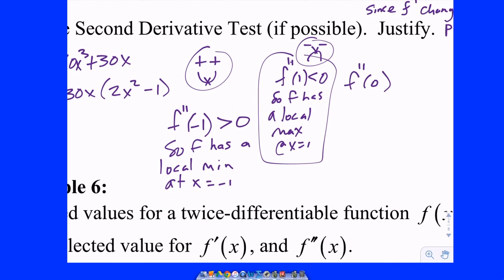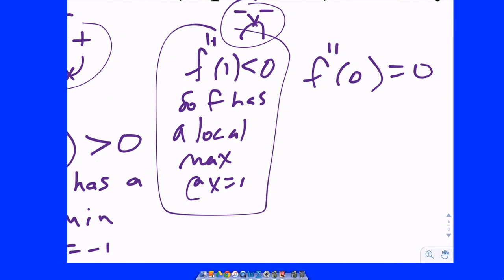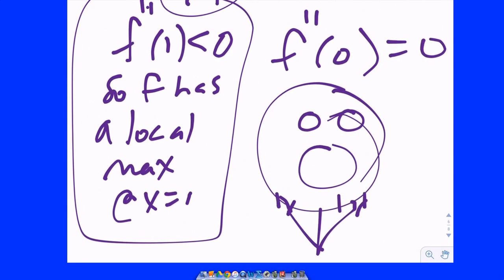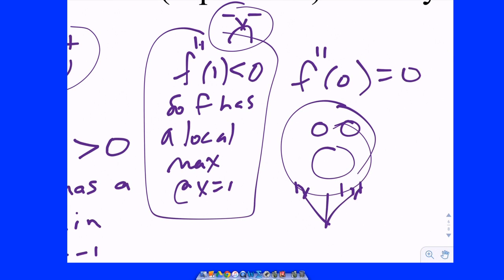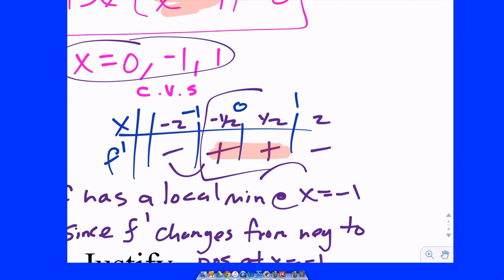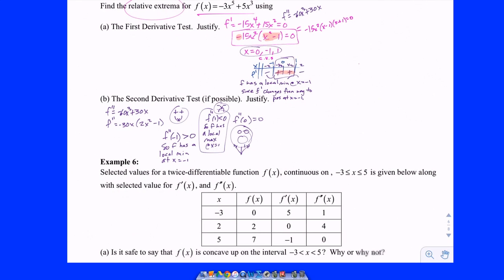If you plug in a 0, you're going to get 0 times negative 1, which is 0. What does 0 mean? Right? 0 means the test doesn't work. Inconclusive. It means it could be a local max, could be a local min, could be neither. You just have to try another method, which means you have to back up and do the first derivative test, which in this case turned out to be a neither. Sometimes it might still be a local max, sometimes a local min. But 0 for the second derivative test means inconclusive.